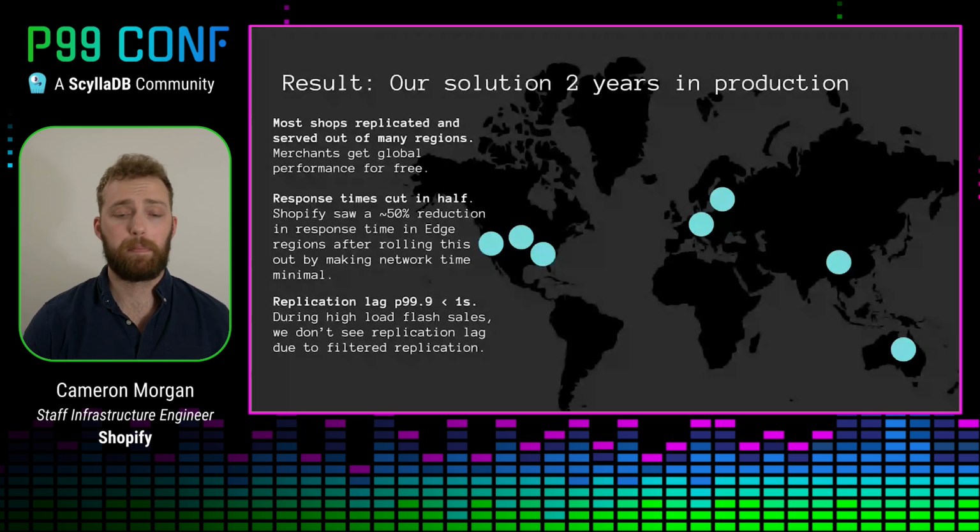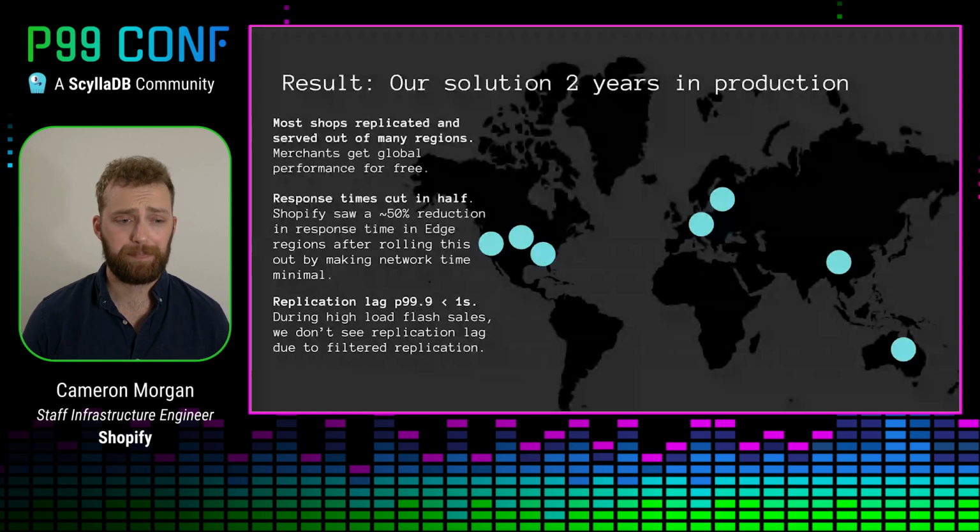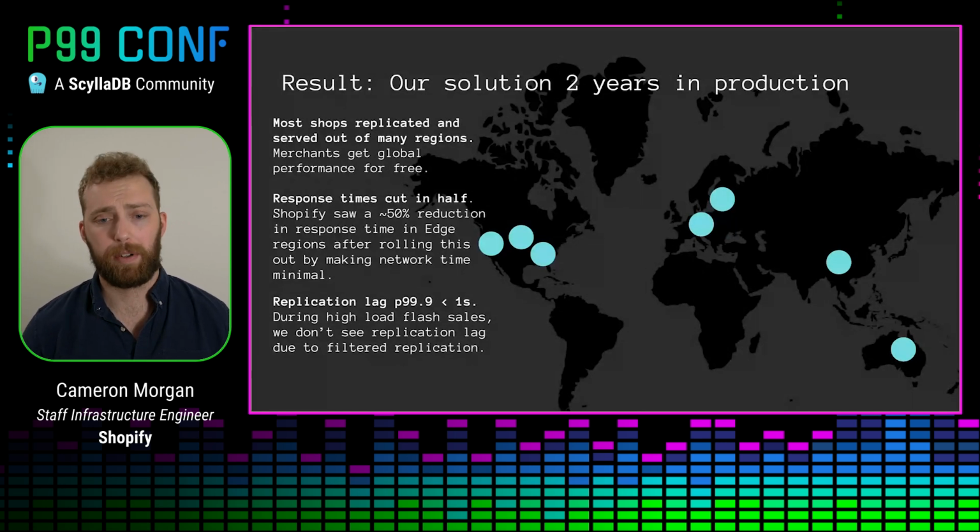So skipping this network hop to the US, or many network hops to the US, reduced the response times quite a lot. And we also did it with really low replication lag. These flash sale events that were causing lag in the past no longer do.